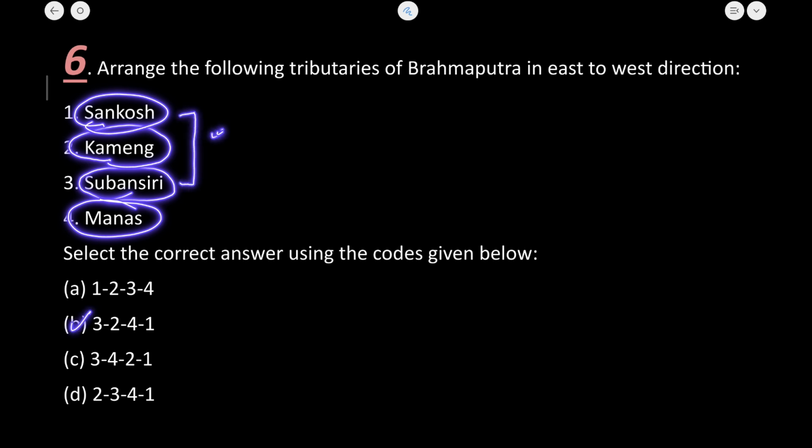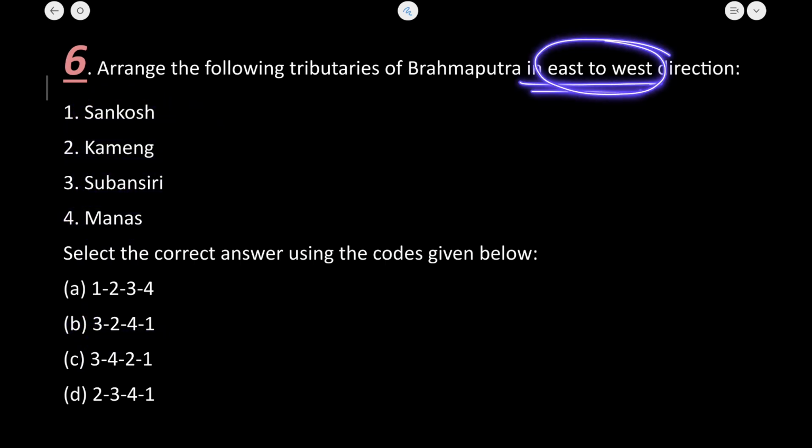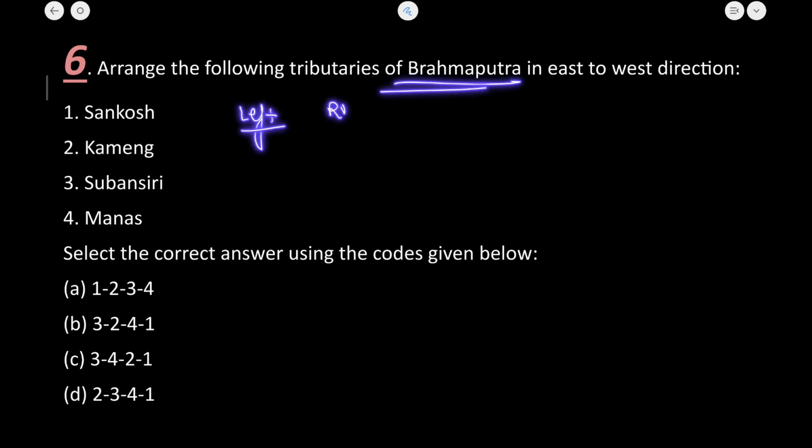Okay, B is the correct answer to this question. You just don't need to know the east to west direction, you just need to know about the left bank and right bank tributaries, and most importantly the tributaries of river Brahmaputra. That is enough. This information is enough for you.